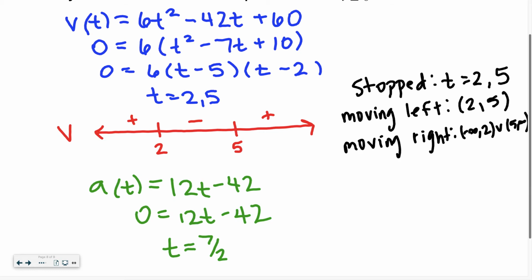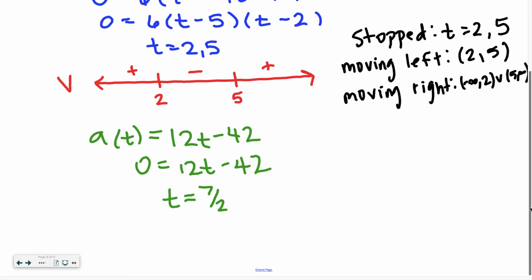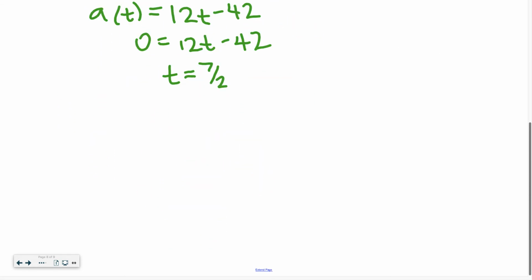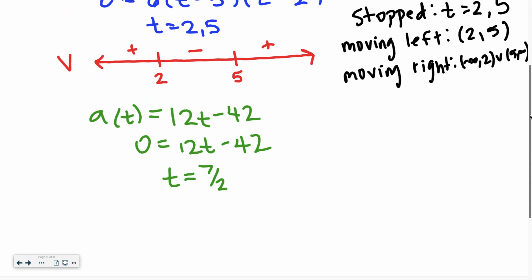Okay. So let's make a number line for acceleration. Notice how I'm labeling it with an A. So 7/2. We have what kind of acceleration to the left of 7/2? Negative. And after 7/2?